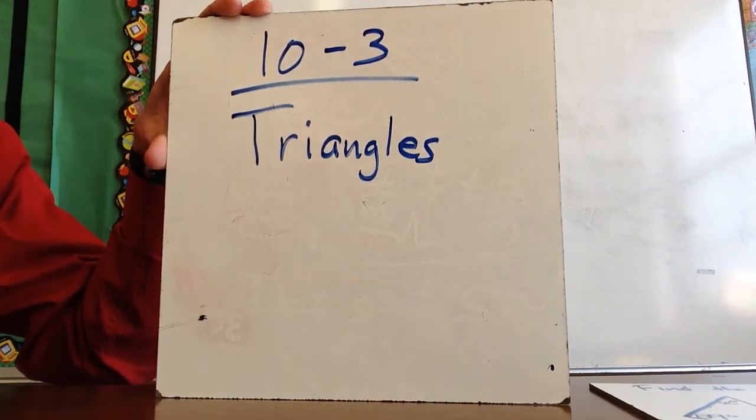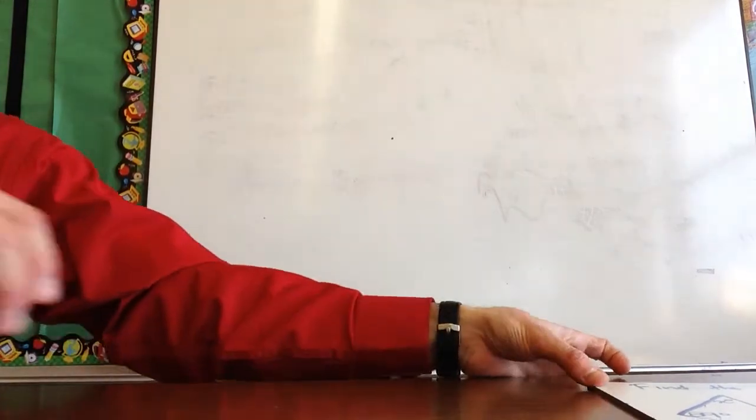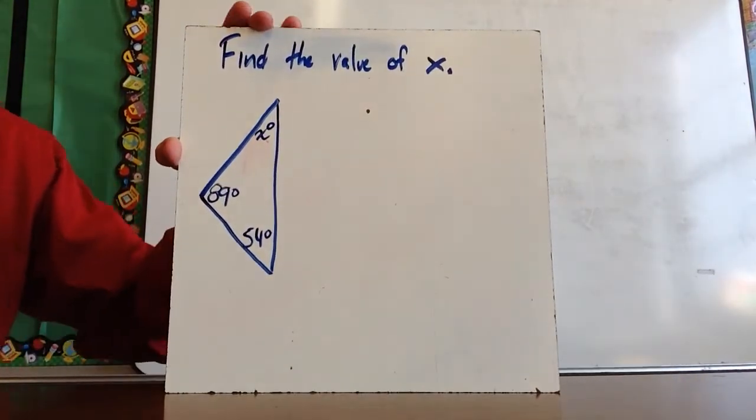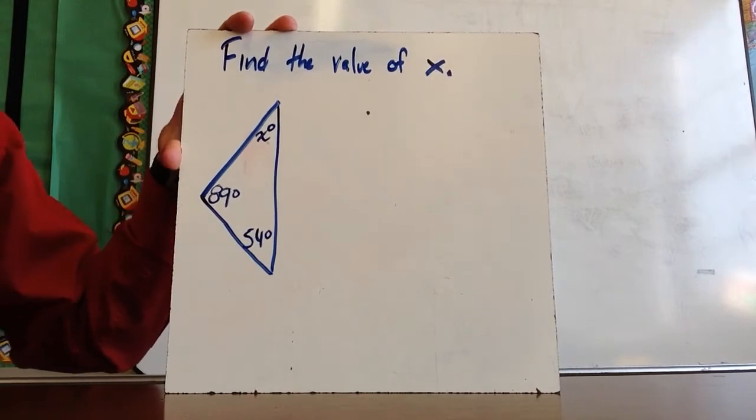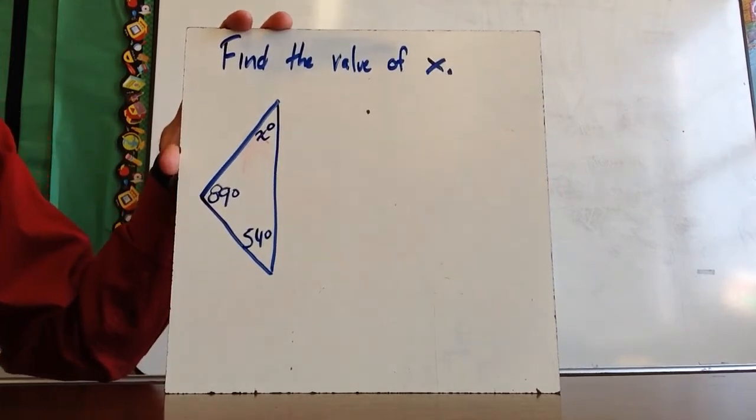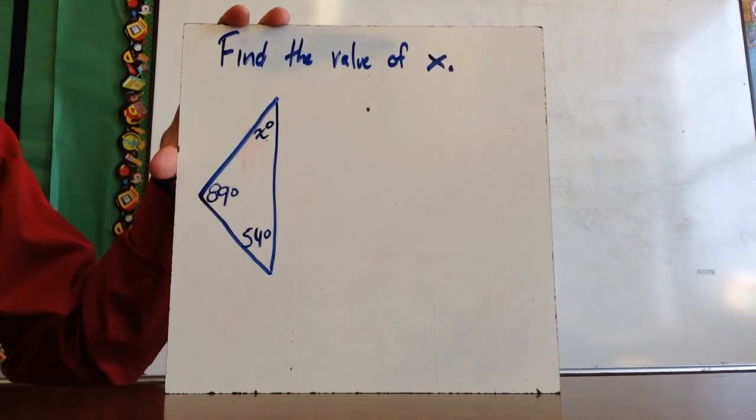This video will discuss chapter 10.3, triangles. So in this video we're going to talk a lot about how many degrees there are in a triangle. It's really important to understand that there are 180 degrees in a triangle, right? Theoretically half of a circle.